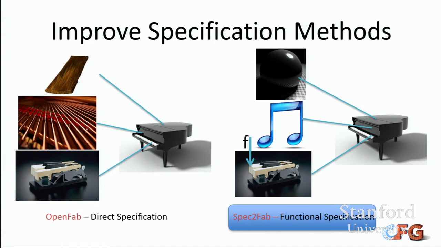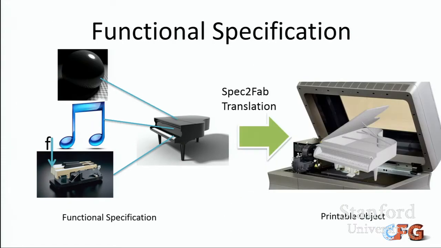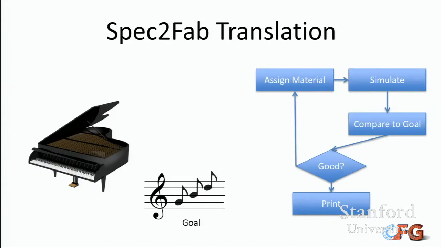I would like to move to functional specification next. As I have described before, functional specification is where we specify the function of the object, and then the system is supposed to figure out how to translate these functional specifications into something that you can 3D print. We call this process of going from specification to instructions that you can print directly a spec-to-fab translation. So how would the spec-to-fab translation work in the case of our imaginary piano?